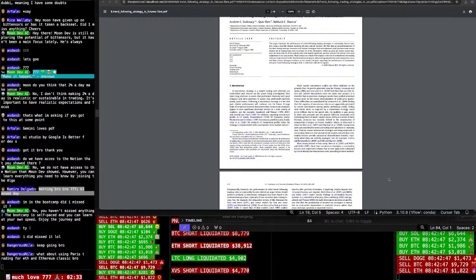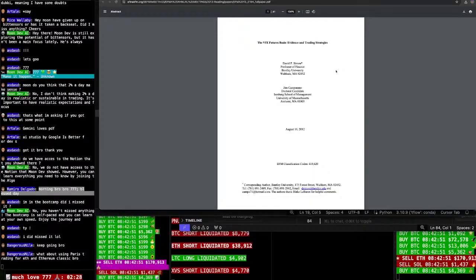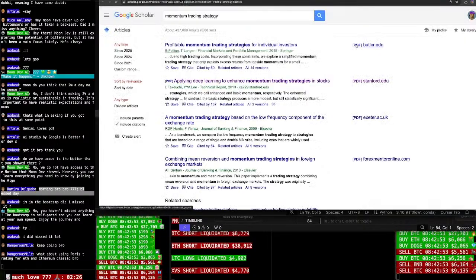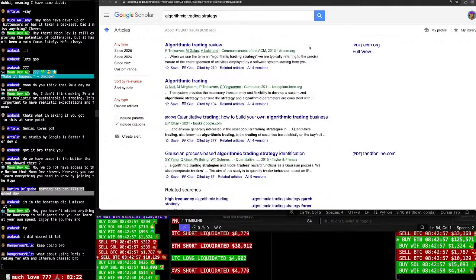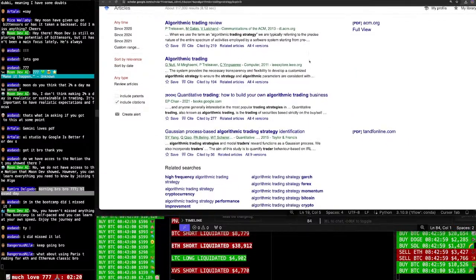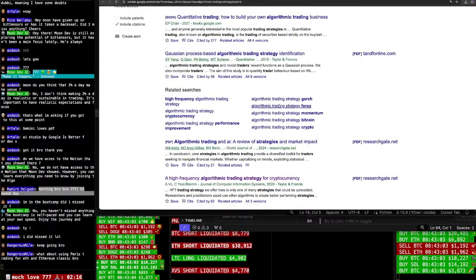I think you get the point of how to use this. VIX futures basis trading. Evidence and trading strategies here. Profitable momentum strategies. You can type in momentum strategies, algorithmic trading review. So here we go. Algo trading strategies, high frequency. I would start with low frequency, but that's just me.